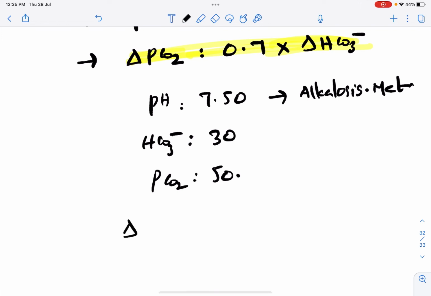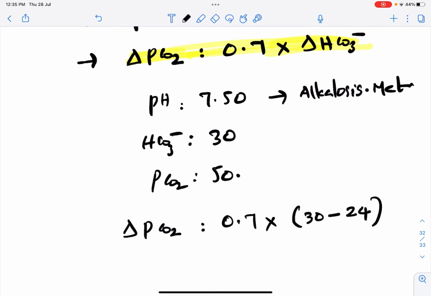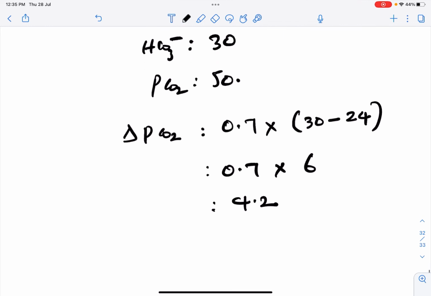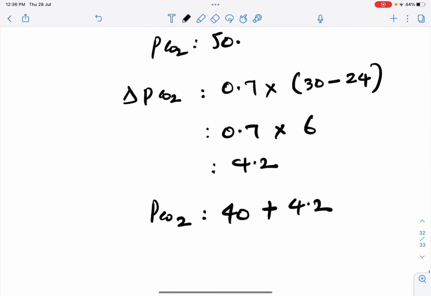So now we are looking for the compensation, the change in PCO2. The change in PCO2 should be 0.7 into change in bicarb. Change in bicarb means measured bicarb minus normal bicarb. Normal bicarb is 24. That is how we calculate the change in bicarb. So it is 0.7 into 6. It is 4.2. So we are expecting a change of 4.2 in PCO2. That is, the PCO2 should be increased. So the PCO2 we expect is the normal value 40 plus this change of 4.2. So we are expecting PCO2 in the range of 44.2.